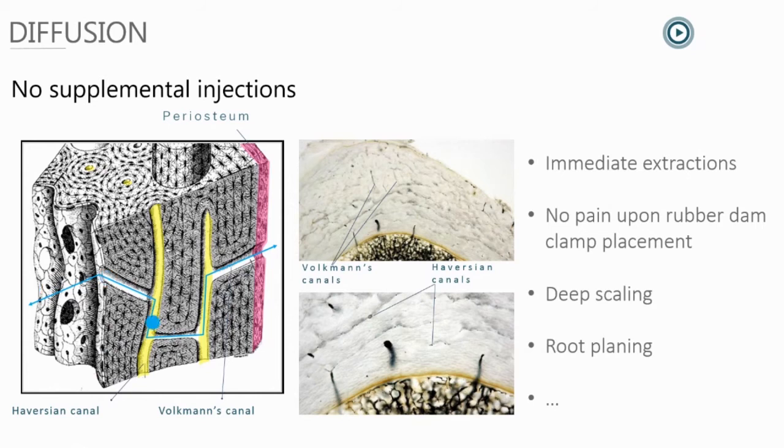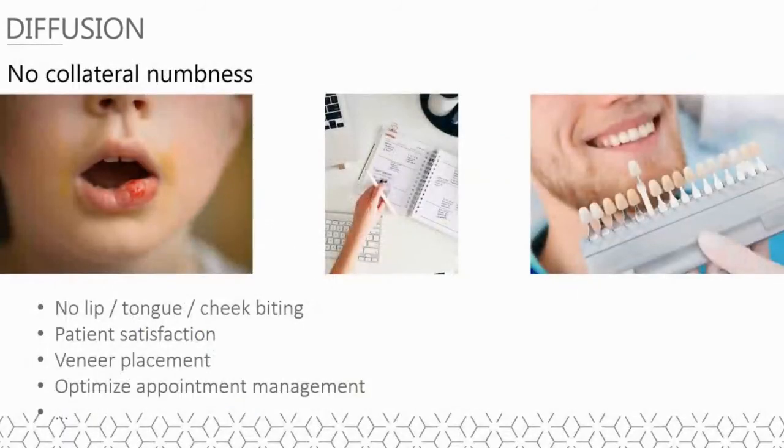This means that no supplemental lingual or palatal anesthesias are required, even for a simple extraction, deep scaling, root planing, rubber dam clamp placement, or any type of gingival manipulation. The diffusion remains contained in the cancellous bone and attached gingival tissues, but will not have any effect on the patient's soft tissue. Therefore, you can eliminate any risk of lip, tongue, or cheek biting.